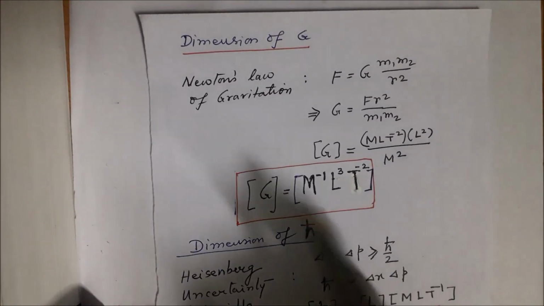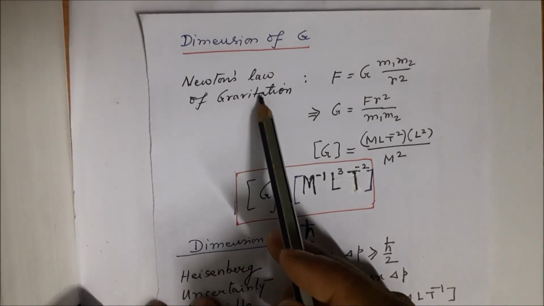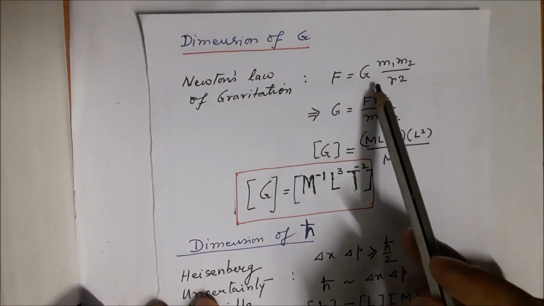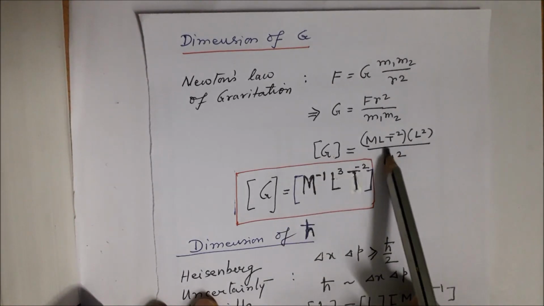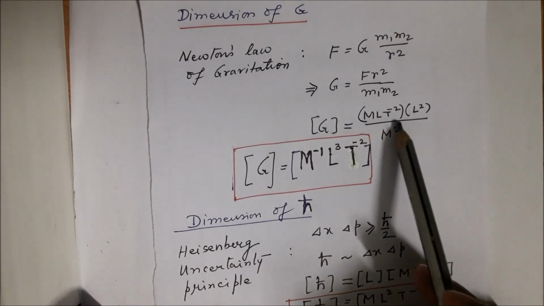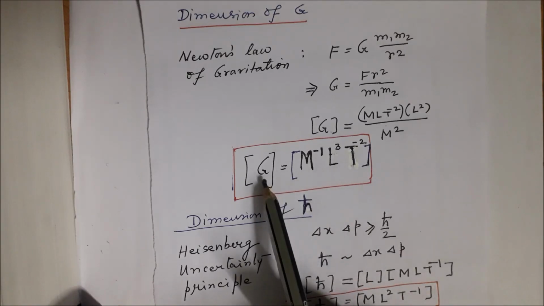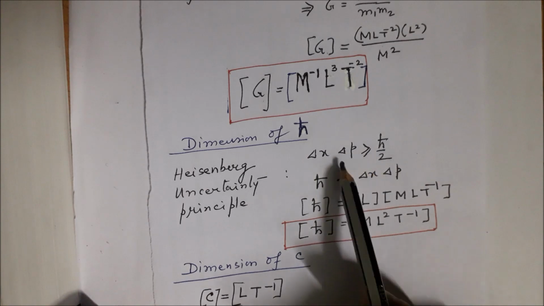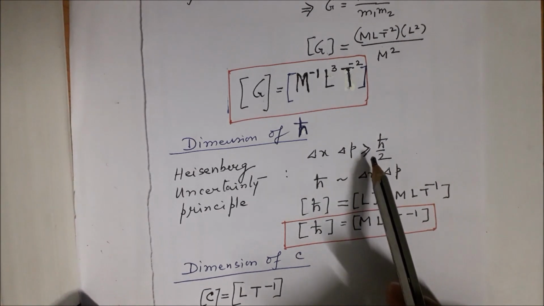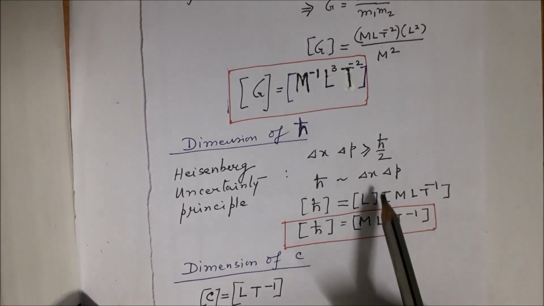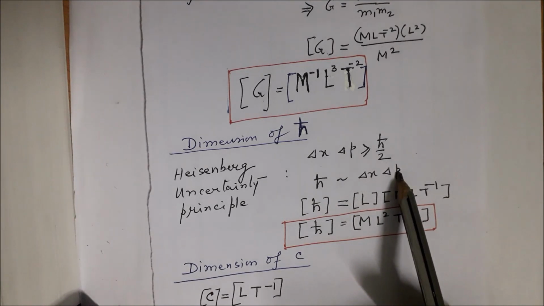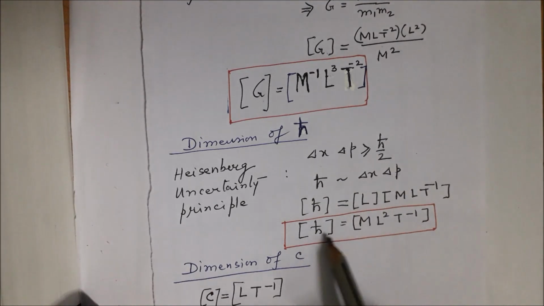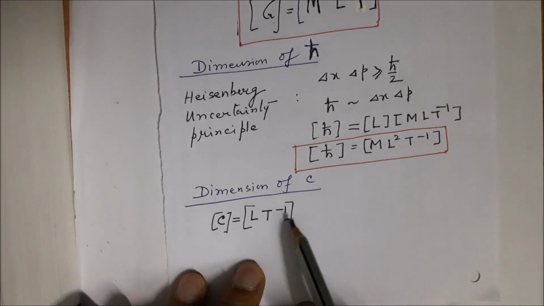First, from Newton's law of gravitation, we can write it out, and from here we can find G, and if we put the units, we get this as the dimension of G. In a similar way, starting from Heisenberg's uncertainty relation, we can put the dimensions of x and p to end up with the dimension of h cross to be of this one, and the dimension of c is obviously L T inverse.